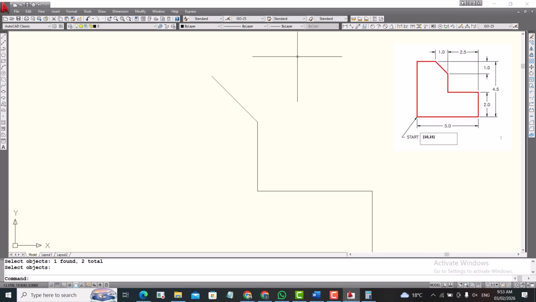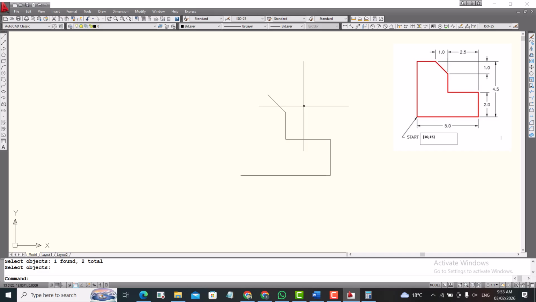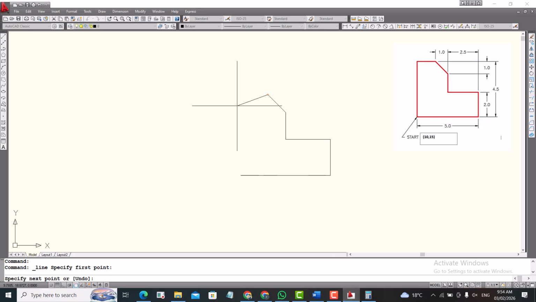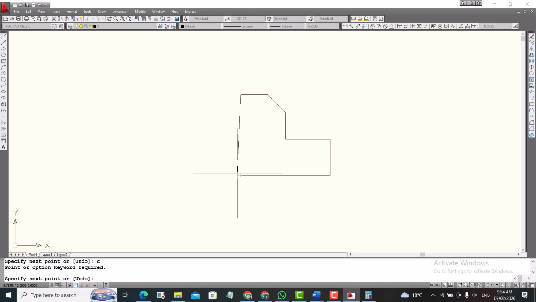Good. Now again bring the line, put it here. Okay. For next location, come to here. Here we have 5 and here we have 2.5 plus 1, 3.5. So it is 1.5. Shift @-1.5,0. Then you can come to here and close.